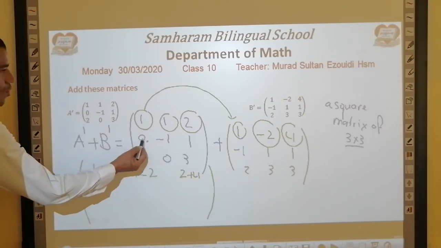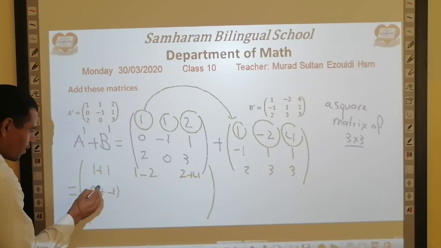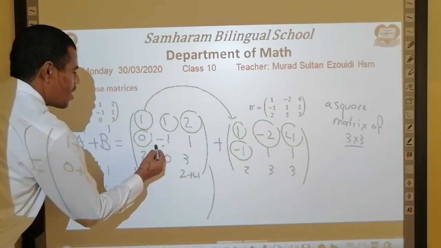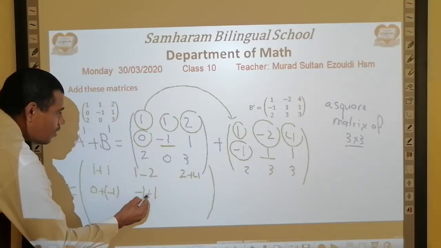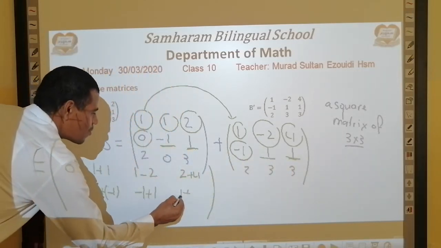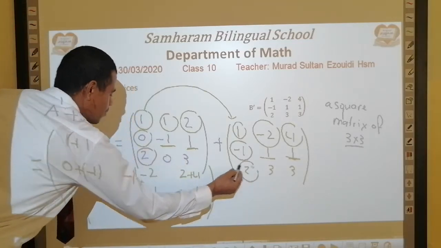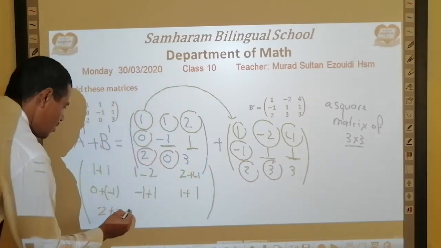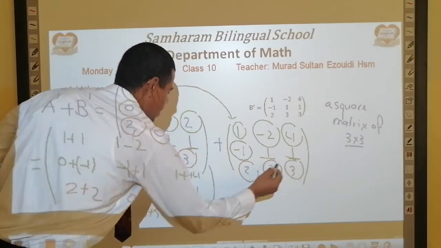So the next one, 0 plus negative 1, in parentheses. Then this one is finished. Move to the next one. Negative 1 plus 1. Then 1 plus 1. Move to the third row now. We have 2 plus 2. Then 0 plus 3. And the last one, 3 plus 3.